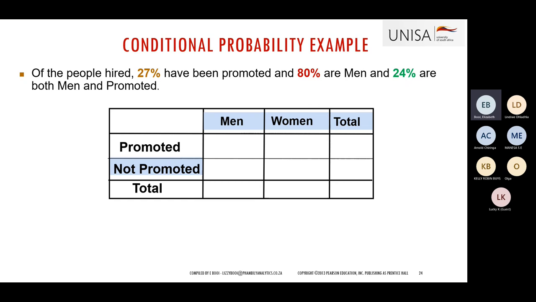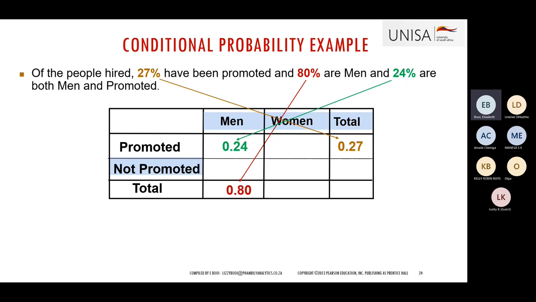Now, let's start including the data that we have. 0.27, it says they are promoted. That will be your simple event, remember, of promoted, and goes into the total column. And 80 into the total column of men. 24 will be the joint event of men and promoted. And then the rest, we can fill up.